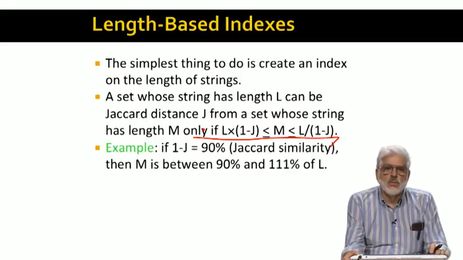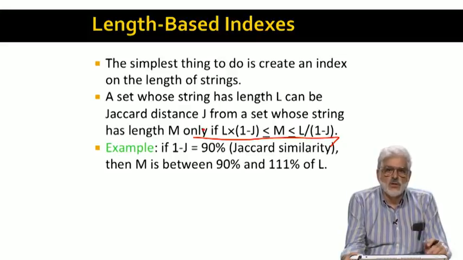But for example, if J is 0.1, that is the Jaccard similarity 1 minus J of the underlying sets is at least 90%, then M must be in the range 0.9L and 1.11L. Or put another way, M must be at least 90% of L and L must be at least 90% of M.